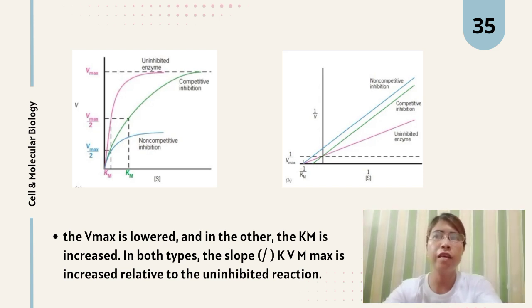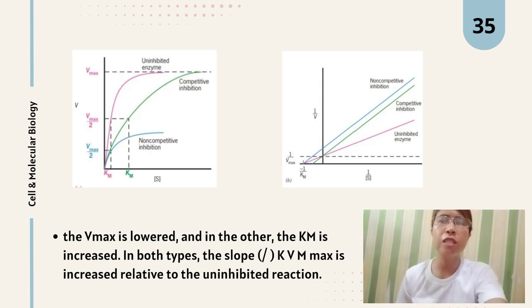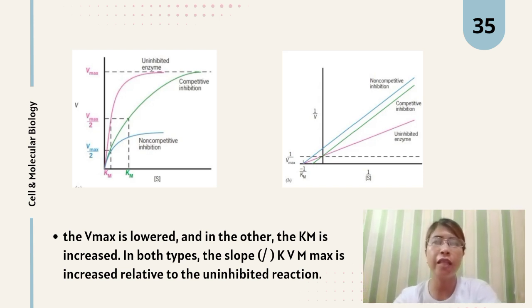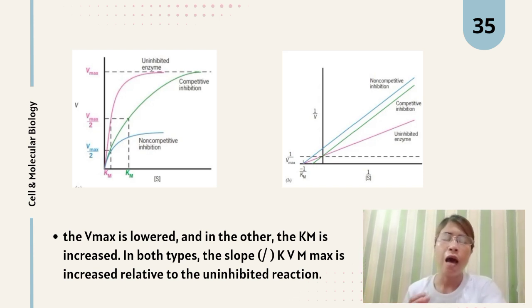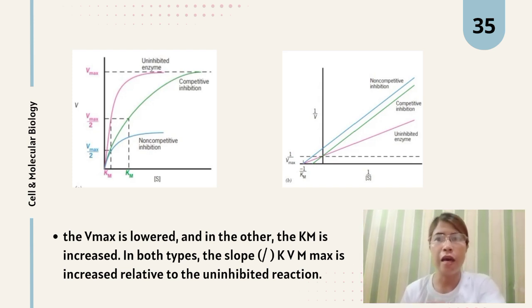Sa competitive inhibition naman, yung green curve shows the effect of a competitive inhibitor. In competitive inhibition, the inhibitor competes with the substrate for binding to the active site of the enzyme. This increases the apparent Michaelis constant, but yung Vmax natin remains the same because the inhibition can be overcome by adding more substrate.